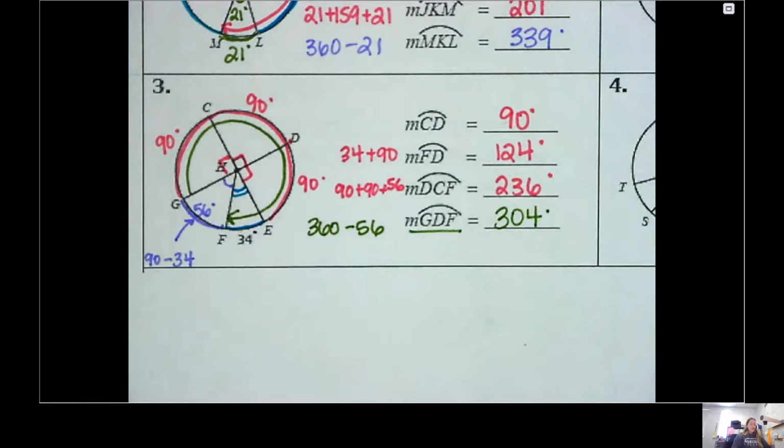All right, so you guys can try 2 and 4 on your own. And then we'll flip to the back and then we'll be finished.